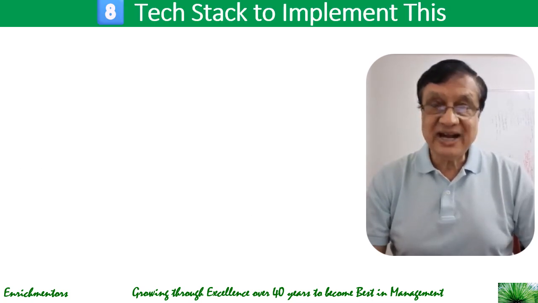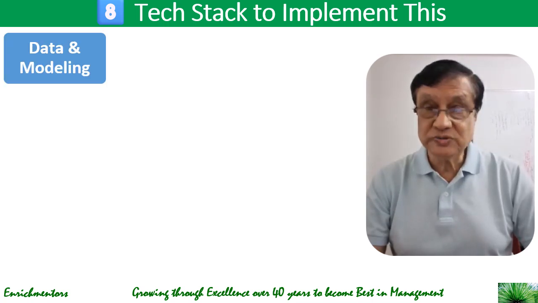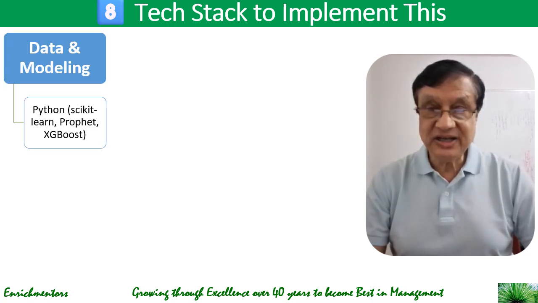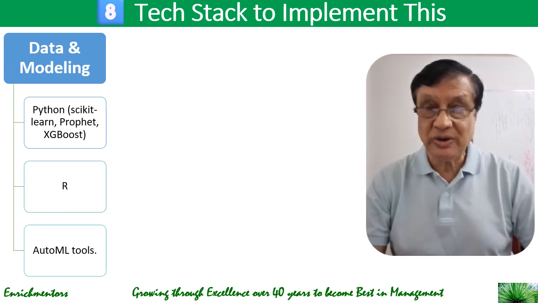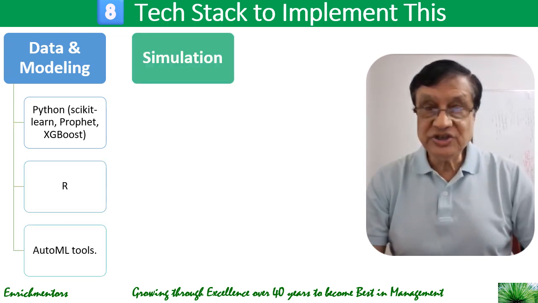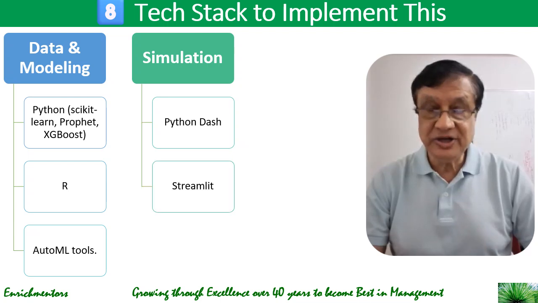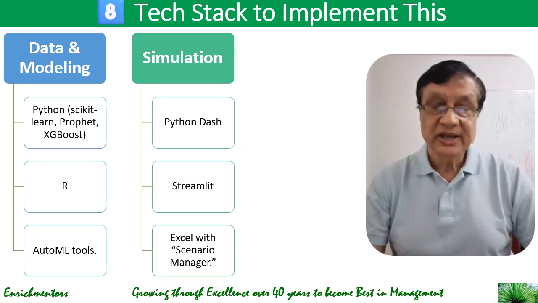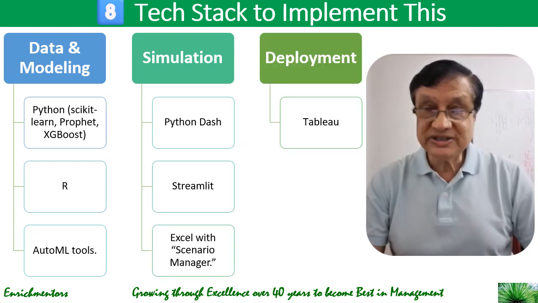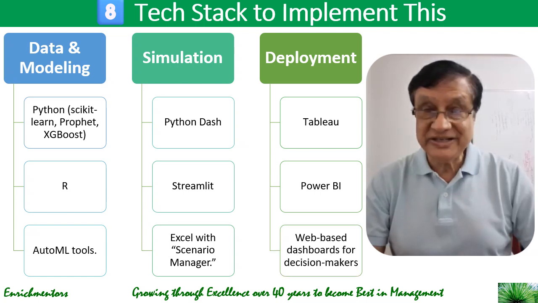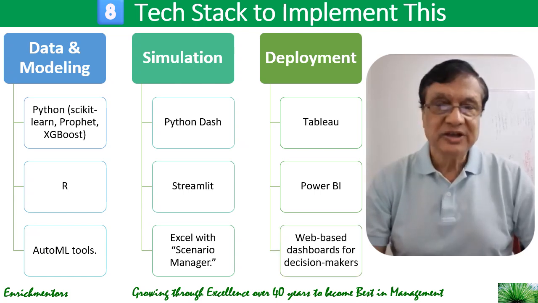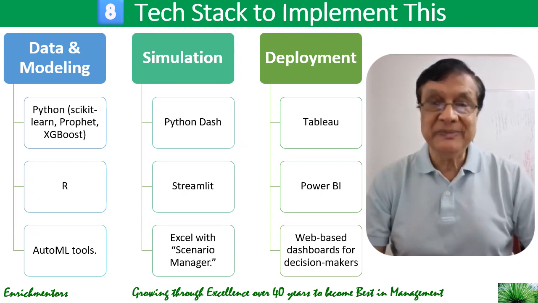Now, what is the tech stack required to implement this? For data and modeling, you could use Python, scikit-learn, Prophet, or XGBoost. You could use R, or you could use AutoML tools. For simulation, you could use Python Dash, Streamlit, or Excel with Scenario Manager. And for deployment, you could use Tableau, Power BI, or a web-based dashboard for the decision maker. So that's the top-of-mind tech stack required to implement this decision support system.